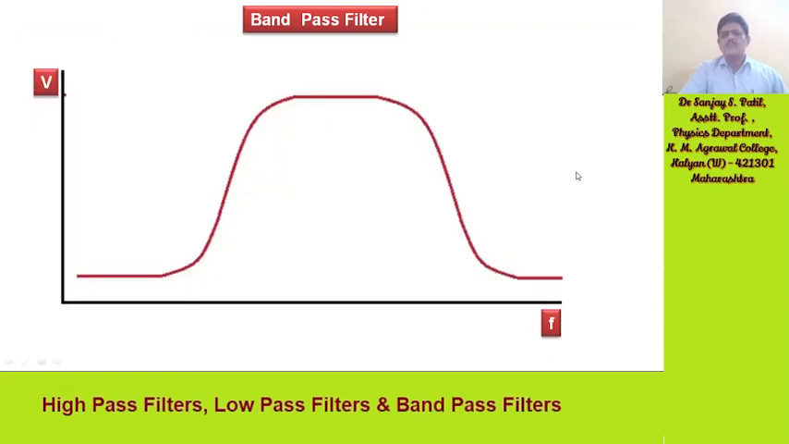So the graph of a band pass filter is like this. Low frequency will not pass, high frequency will not pass, only this band will pass. And that's why this is called a band pass filter. So this is all about the high pass filter, low pass filter and finally the band pass filter.